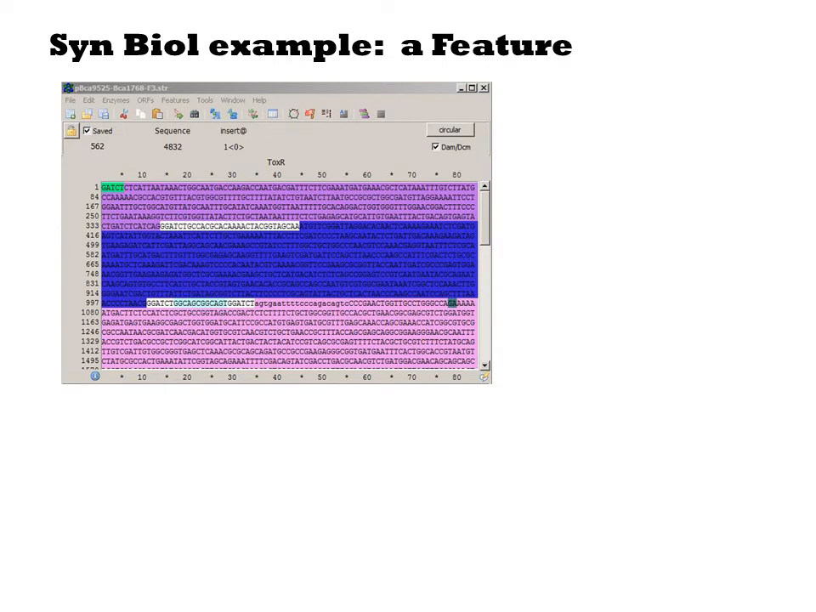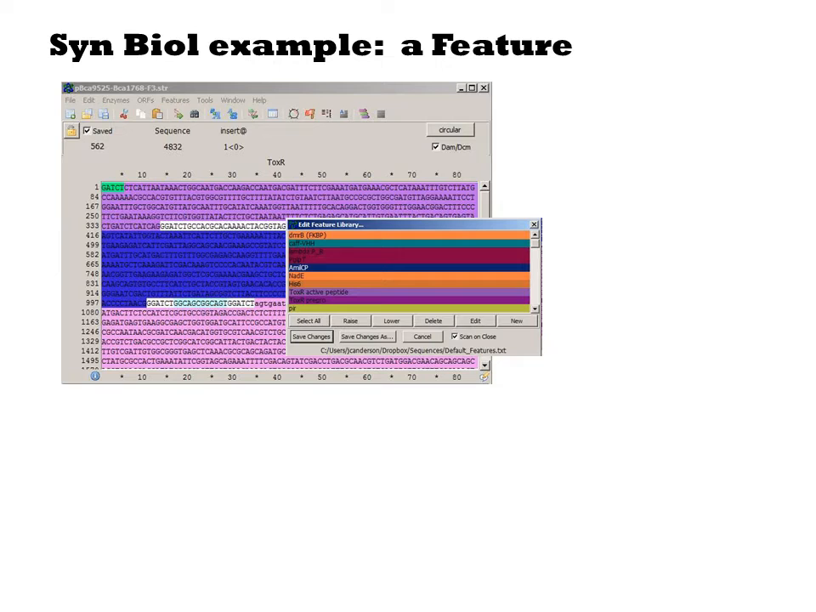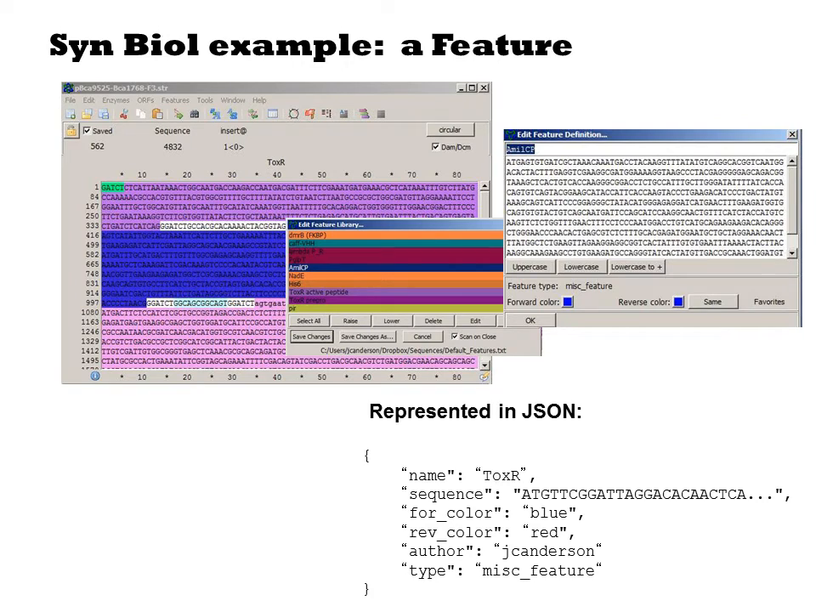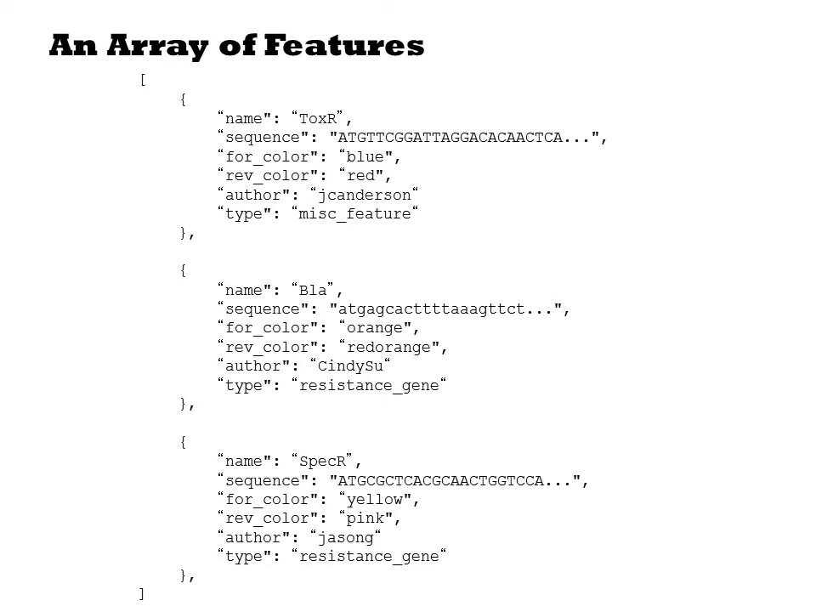One example from the domain of biology is that of a feature. In APE, you go Features, Edit Feature Library to see your features. And you get this GUI that shows the names of the list of features. You can double-click on the name to get a description of the contents of the feature object, such as its name, its sequence, its colors, etc. We can represent this feature in JSON by describing it as an object composed of fields described in key value pairs. Those keys are name, sequence, forecolor, and so forth. We could express the entire list of features described in APE as an array composed of multiple JSONs.